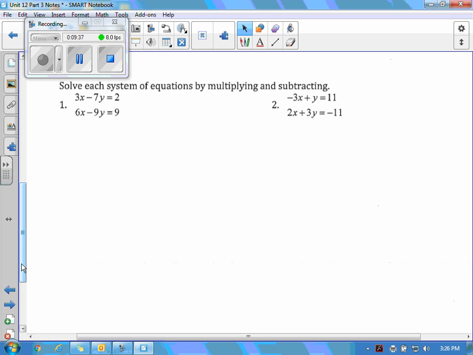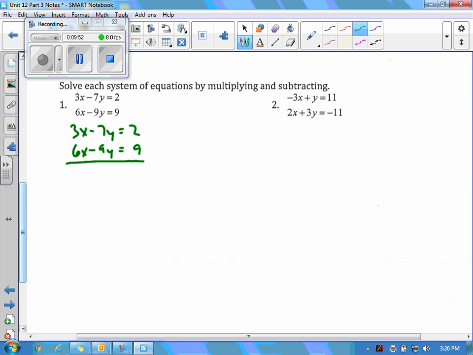Alright, looking at the last section, it says solve each system by multiplying and subtracting. So again, I'm looking to have coefficients that are the same. I'm going to start by rewriting 3x minus 7y equals 2, 6x minus 9y equals 9. Now I either want the number in front of the x's to be the same, or the number in front of the y's to be the same. I can see that 3 can be multiplied to get to 6. So I'm going to multiply everything on the top by 2.